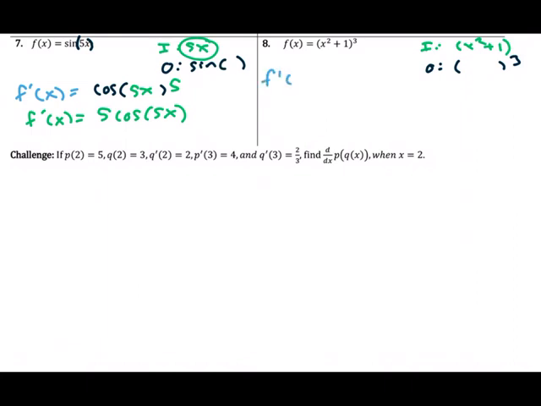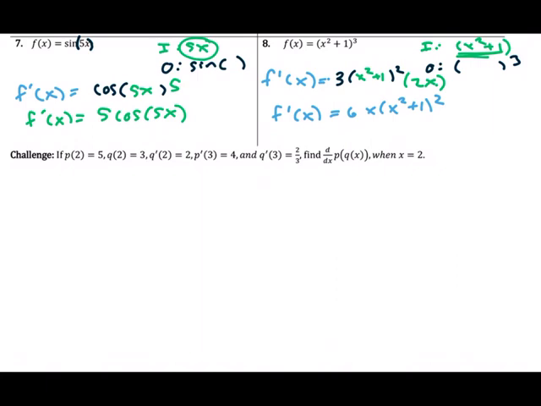On number 8, f prime of x is going to equal, I'm going to use the power rule with my outside function, so 3 times what was already inside squared, so x squared plus 1, times the derivative of the inside. Well, the derivative of x squared plus 1 is 2x. And then I'm going to clean this up a little bit. This is going to be 6x times x squared plus 1 quantity squared.